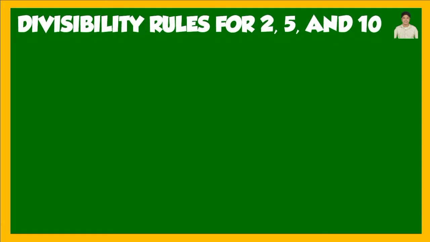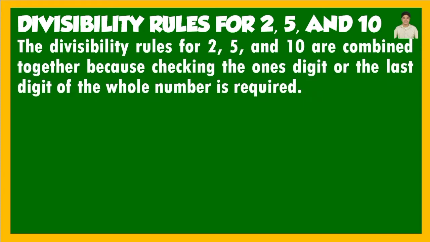Let us now proceed to divisibility rules for 2, 5, and 10. In our intro earlier, I said that I would discuss the reason why 2, 5, and 10 are together. So, here is the reason. The divisibility rules for 2, 5, and 10 are combined together because checking the ones digit or the last digit of the whole number is required.